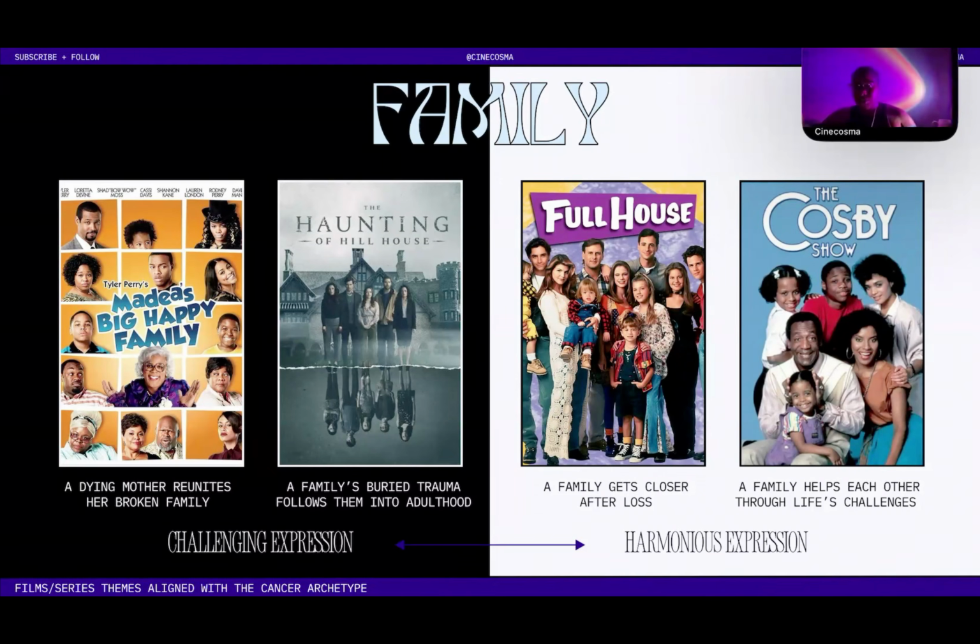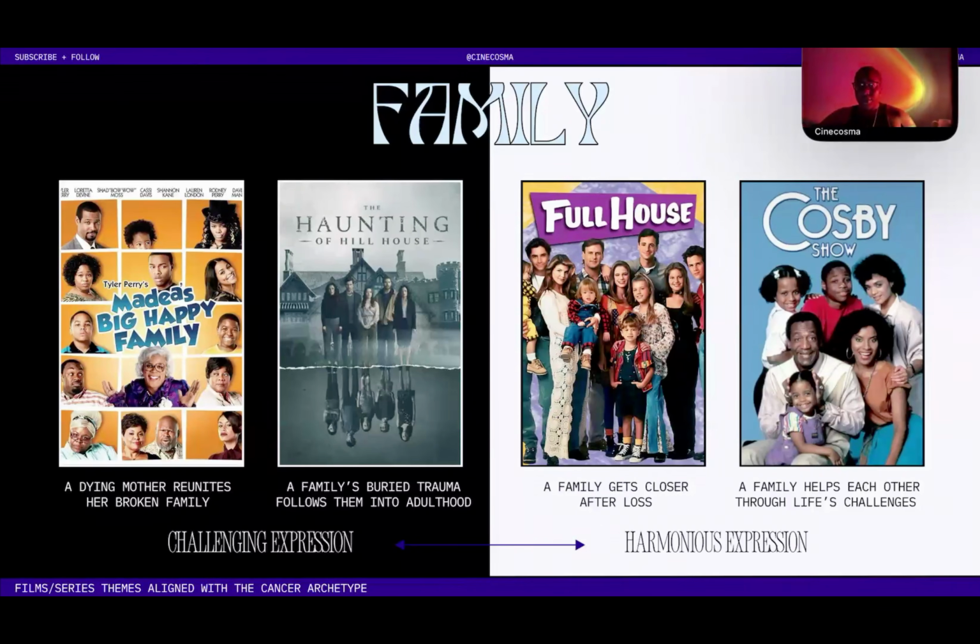And also keep in mind that genre doesn't matter. You can have a story about a family and it could be a comedy genre, it could be horror genre, it could be family genre, it could be animation. It doesn't matter what the genre is. What matters is the theme that is being explored, right? So already you have two different examples.